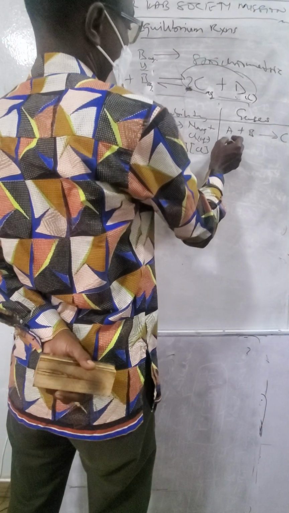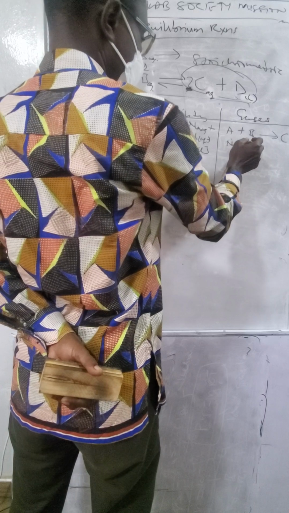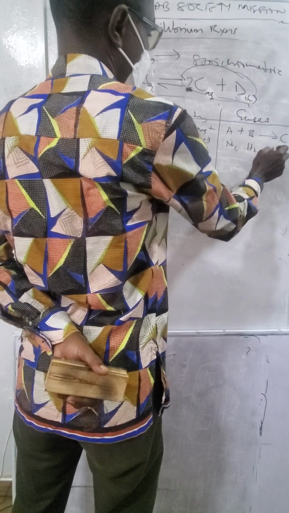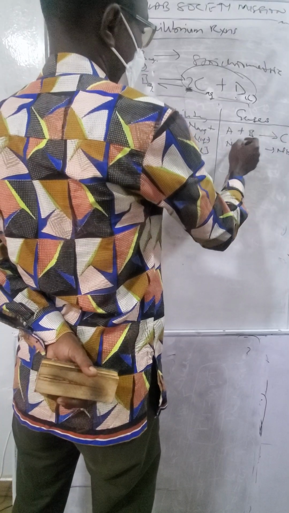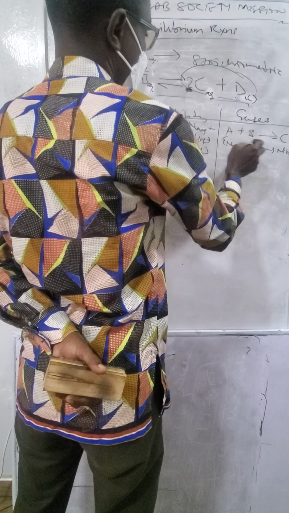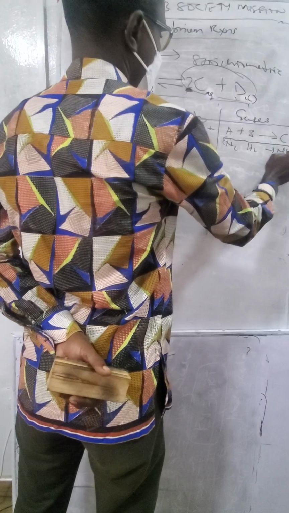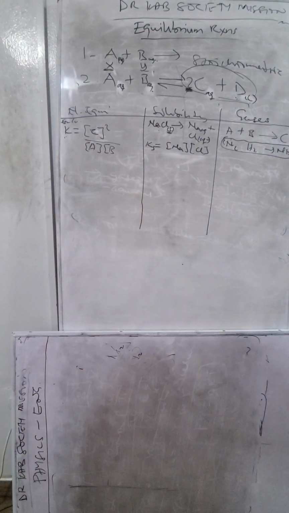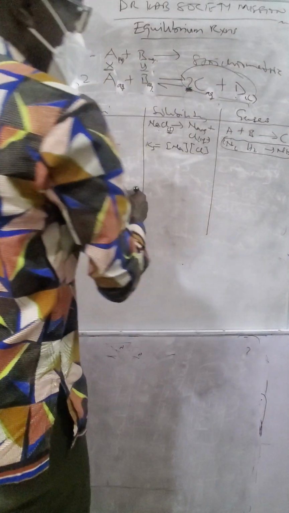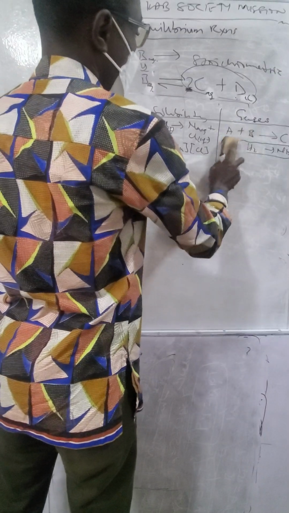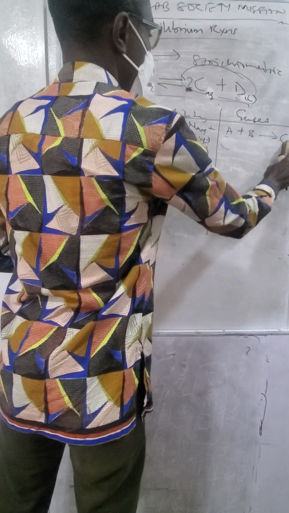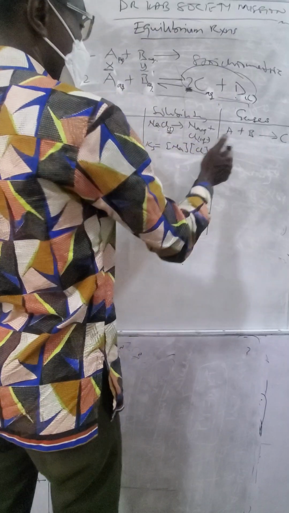For instance, maybe this one is N, this one is H2, forming something like NH3. Okay, something like that. Let's see an example I'm giving. Now, assuming we want to write the equilibrium constant for this.